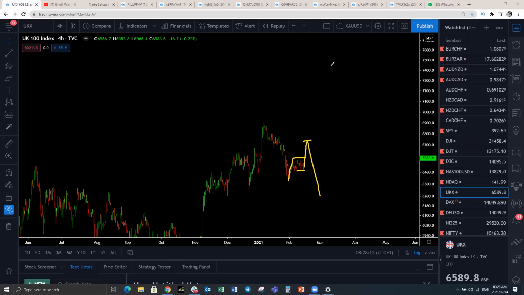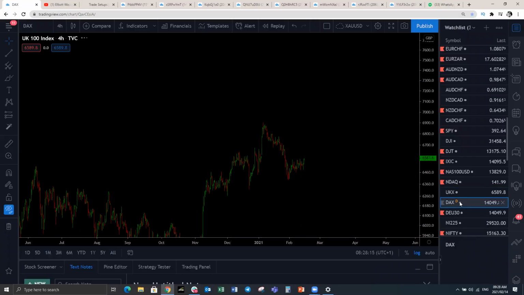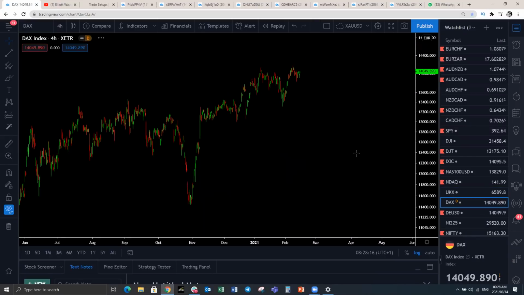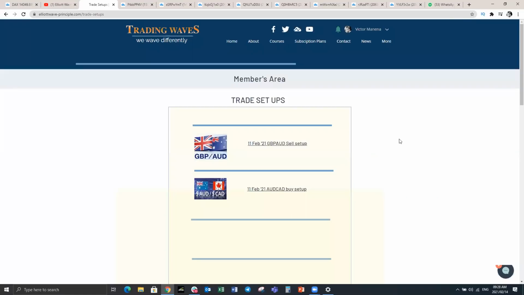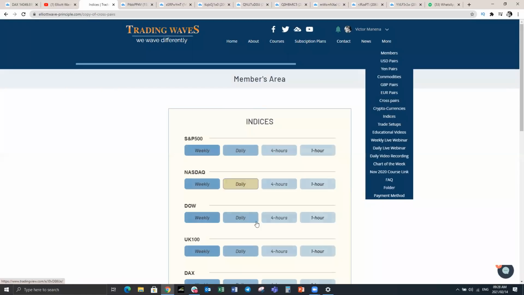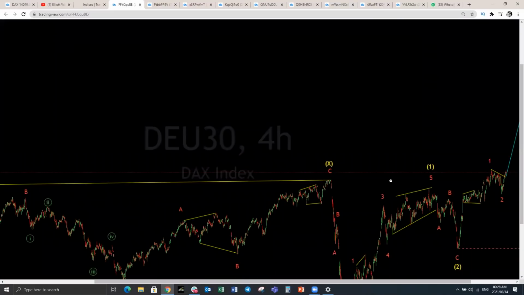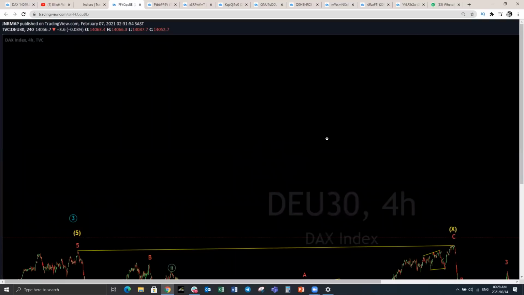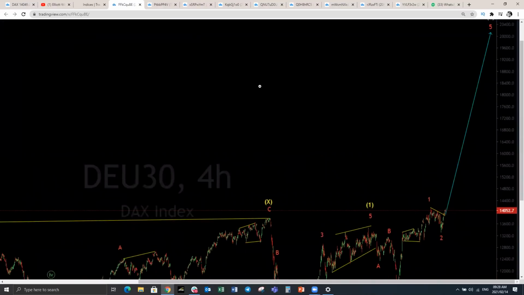That is the UK 100, the DAX. What did we say about the DAX? So let me show you the DAX on the chart that we've got here. Let's have a look at the DAX chart. Indices. DAX. So the DAX, this is the chart from just last week. So we're seeing this continuation to the upside, looking for this to start a pulsing move to the upside. This is what we have.